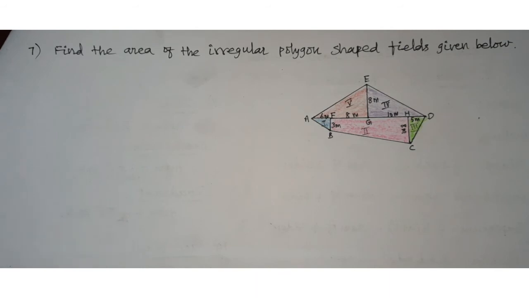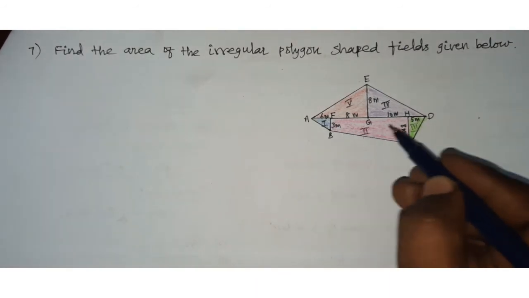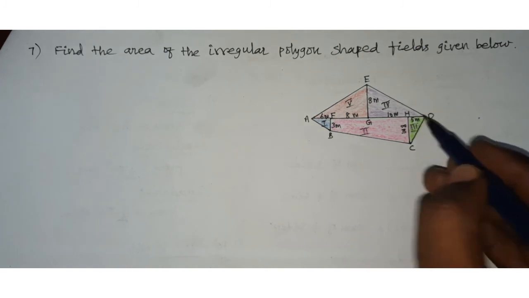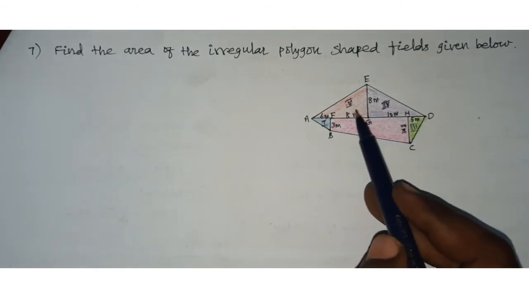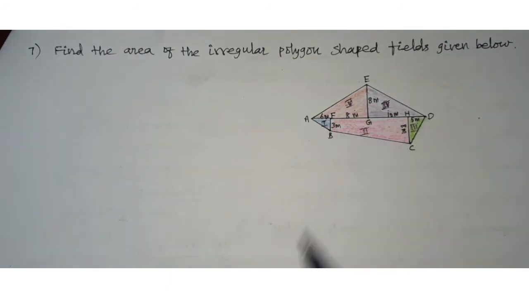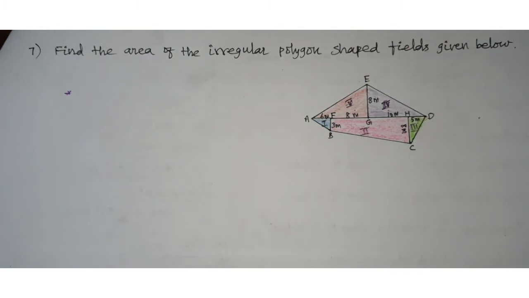So remember students, this is the first area, this is the second region, this is the third one, this is the fourth one, and finally 5. So there are 1, 2, 3, 4, 5 regions. So we have to find each region separately. So first, region 1.